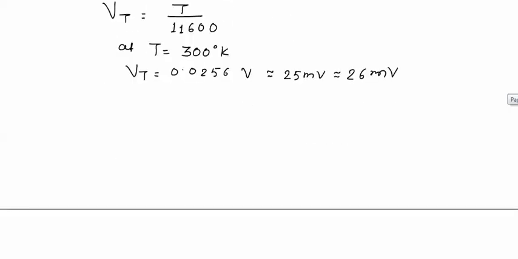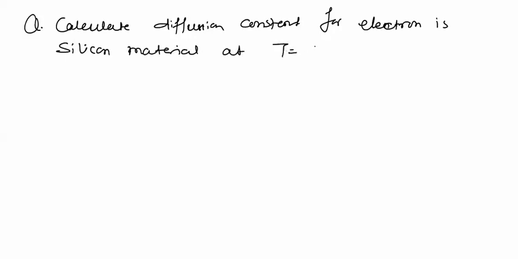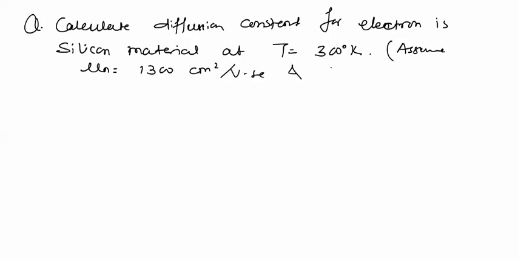We will solve one problem on this. Calculate the diffusion constant for electron in silicon material at T equal to 300 degrees Kelvin. Assume mu n equal to 1300 centimeters square per volt second, and Vt equal to 25 millivolts.